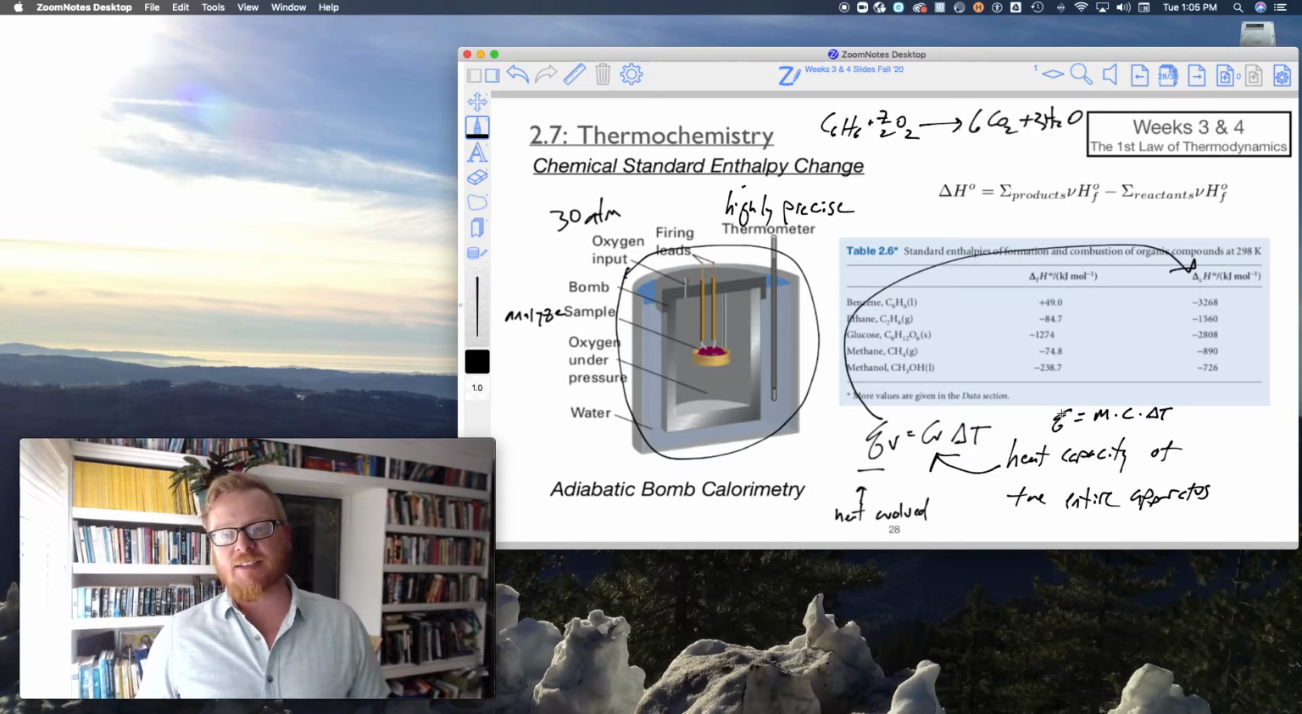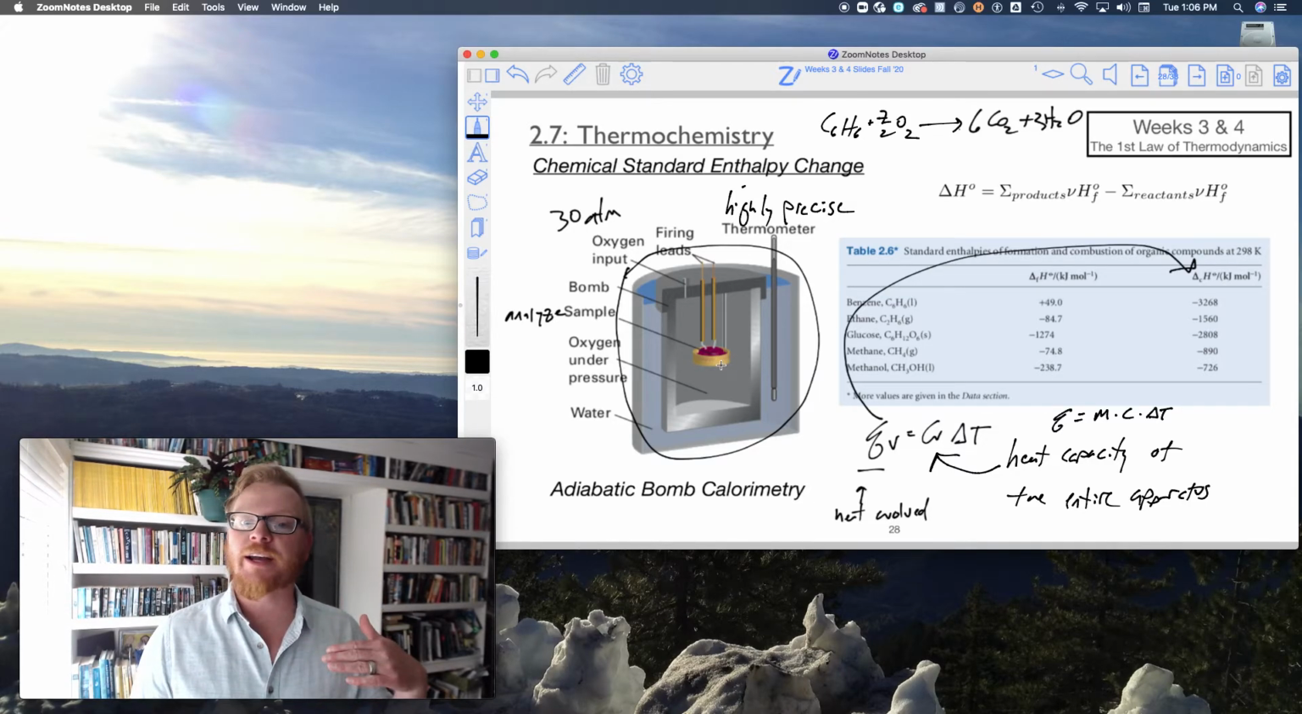Or even in the case of food, there are some biologists who actually put sugars and proteins and actual animal food in there to see the energy content, the caloric content of that fuel or food. Okay, so it's pretty cool.